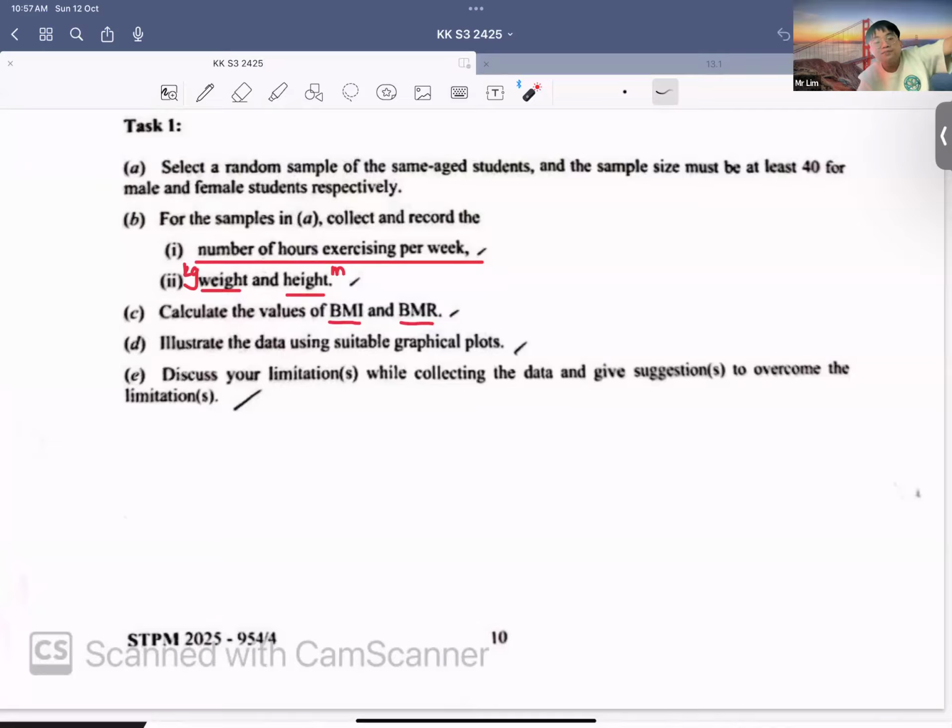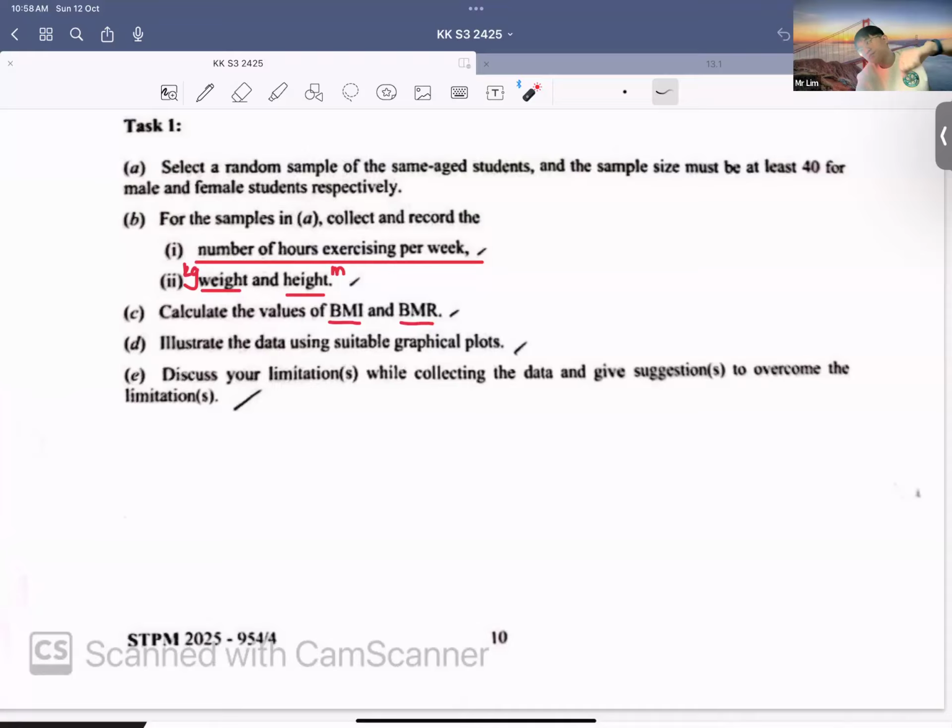For this part E, it's a limitation, right? Limitation of the data, I mean limitation while collecting data. You are the one who carried out the Google form, so you should know what kind of situation you faced. Tell everything that you think is a problem, and then state some suggestion to overcome it. I just give you some of the possible limitations. You are going to find out the suggestions on your own.